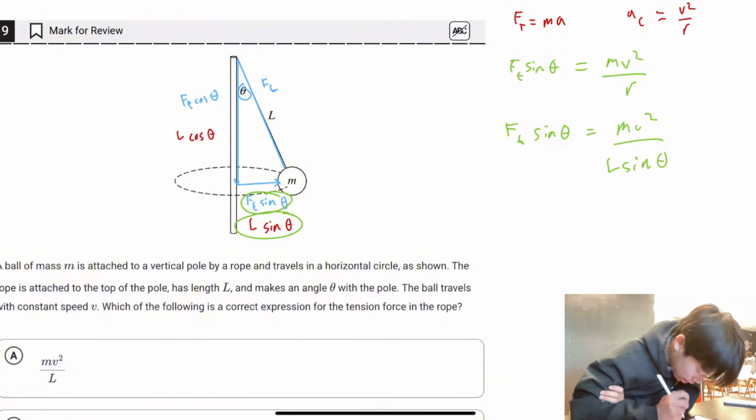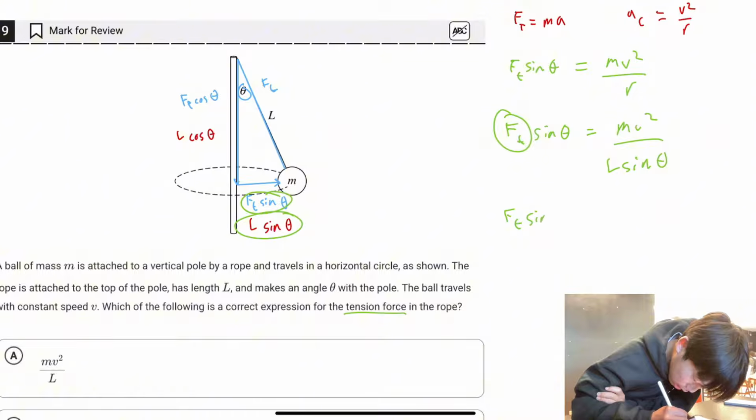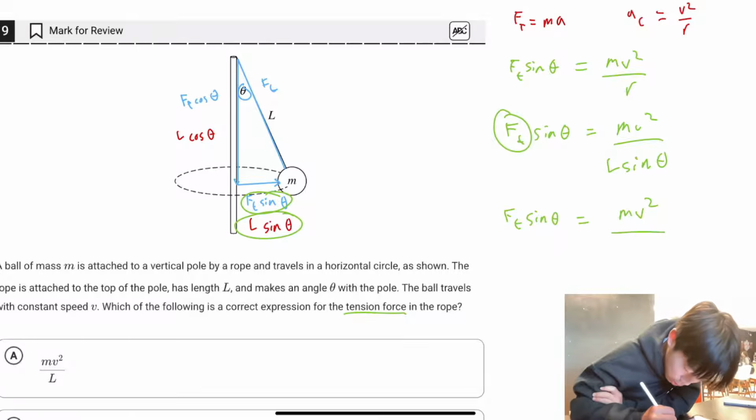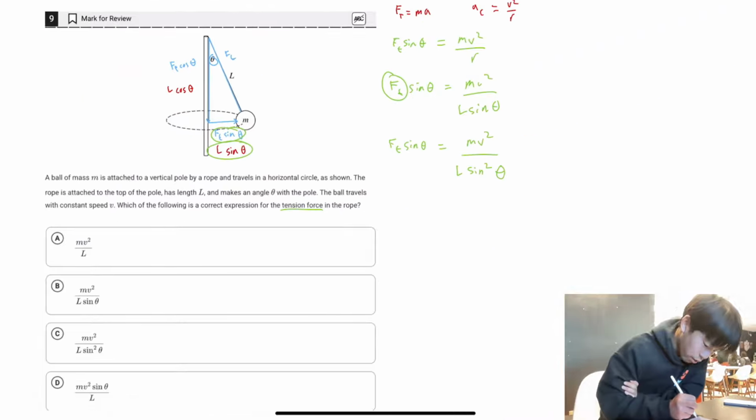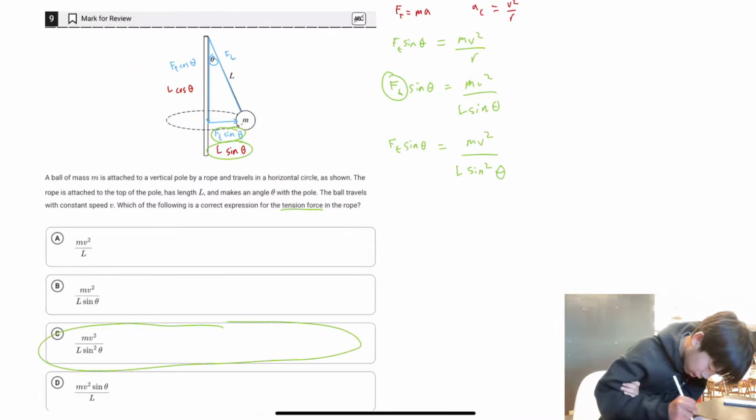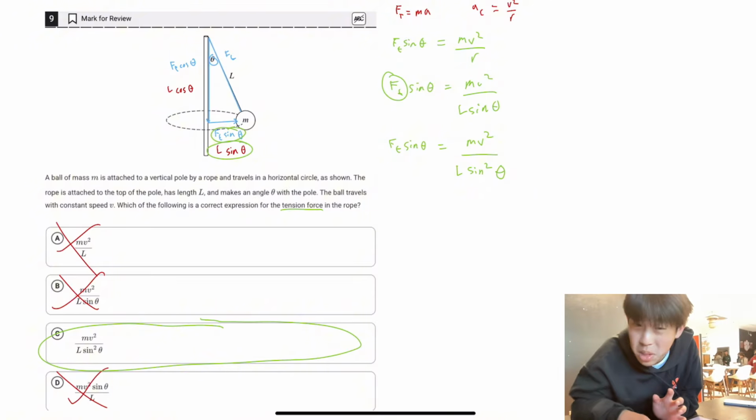So now, it's asking for force of tension, so we have to isolate Ft. So how do we do that? Ft sine theta is equal to mv squared over L sine theta, you multiply both sides by 1 over sine theta to cancel it out, so it's mv squared over L sine squared theta is our answer. And there we have it. I finally get it. I'm learning with you guys. Anyway, time to go eat.